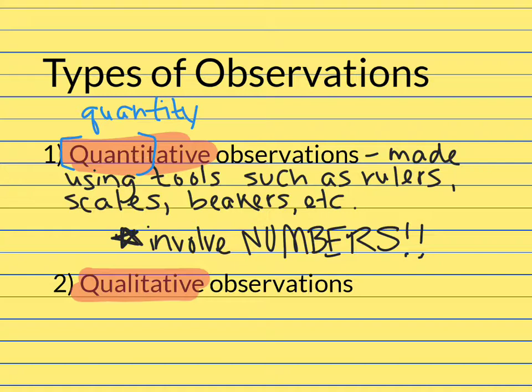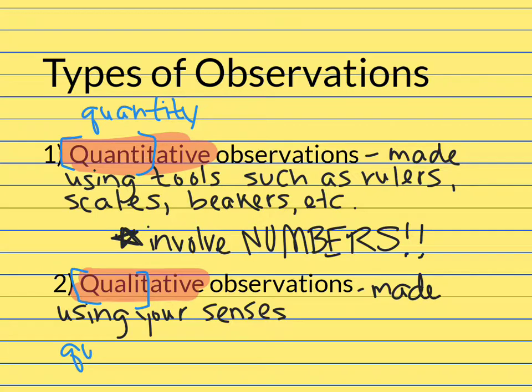Qualitative observations, on the other hand, are made using your senses. And again, I like to use the word to remind me. Qualitative, the first part, qualit, looks like quality. So if you were to kind of describe the quality or like the characteristics of something.